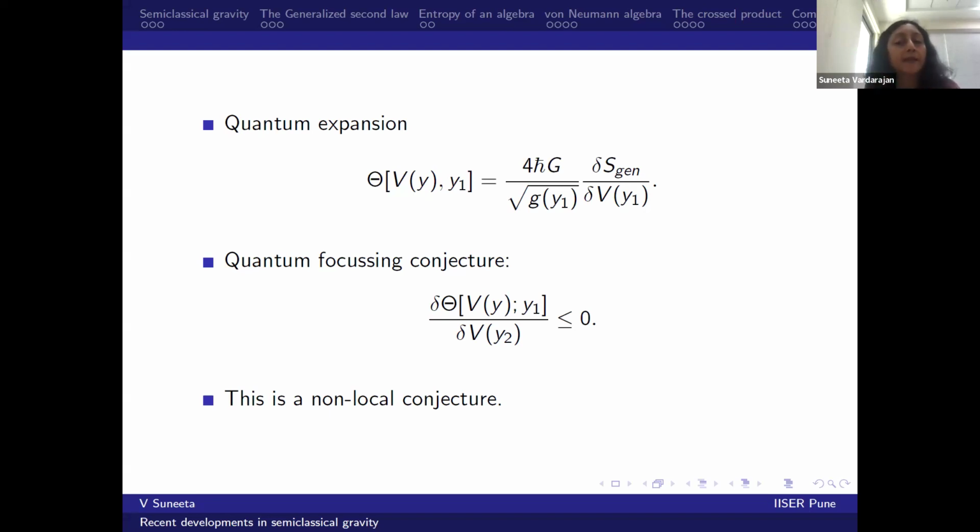This is really semi-classical gravity because we are taking quantum matter and we are taking the classical space. I want to remind you that this is a non-local conjecture. You see, the classical expansion, which comes in the Raychaudhuri equation, is local, but this is non-local because this involves generalized entropy. This is not just the area part. It is also the part which depends on the entire entanglement entropy of one side of the Cauchy slice with the other side of the Cauchy slice. So it's completely non-local. And I also want to say that in the initial paper in which these authors proposed this conjecture, they also proved the conjecture in the situation where Y1 is not equal to Y2. But the open problem is just the part where Y1 is equal to Y2.